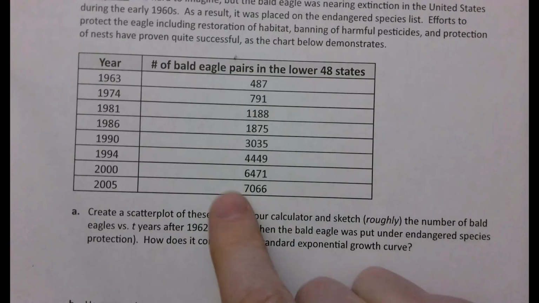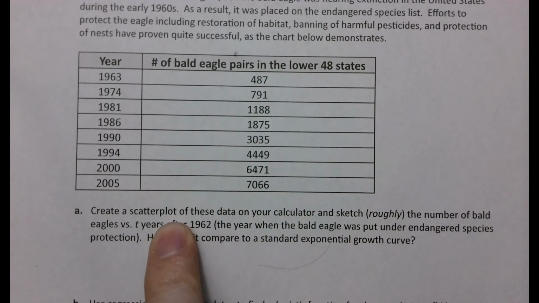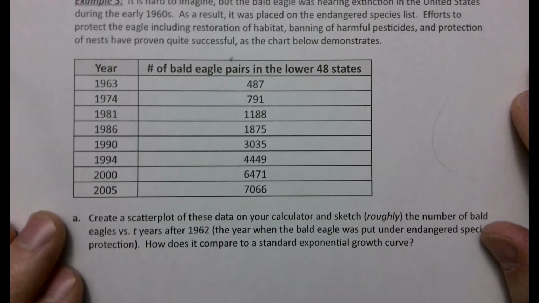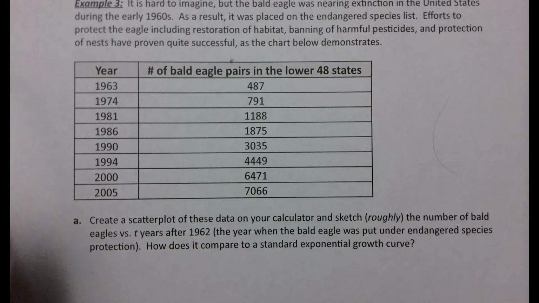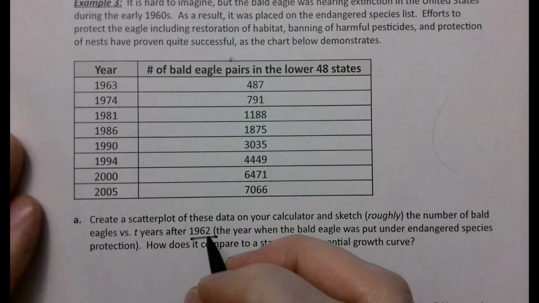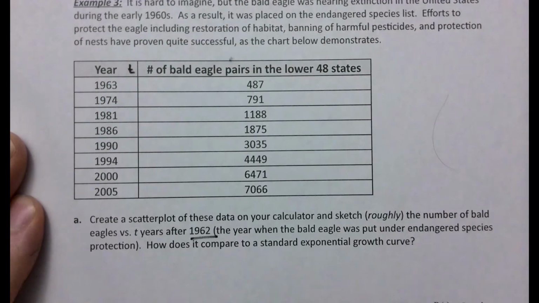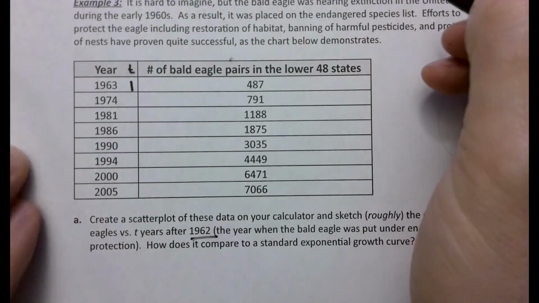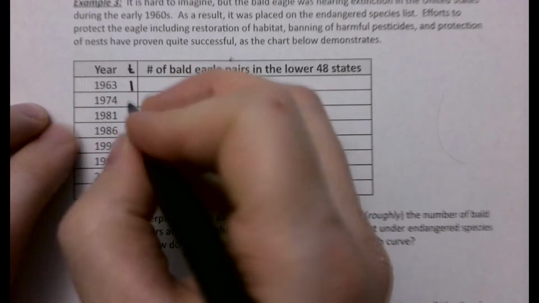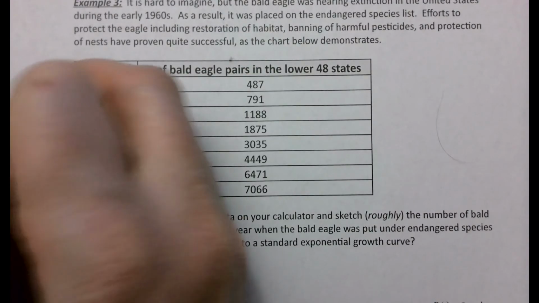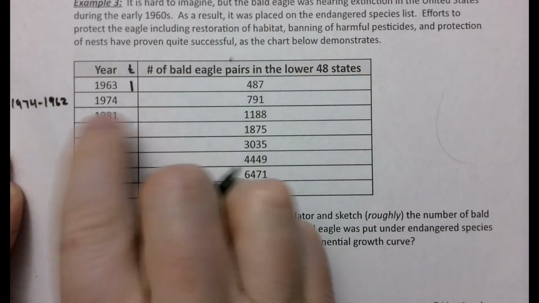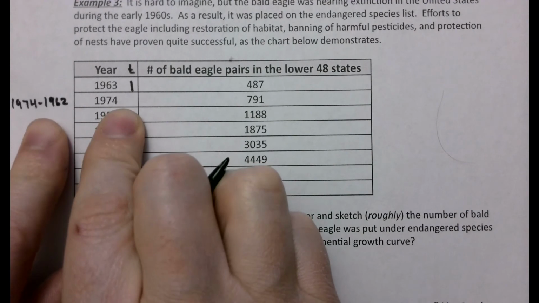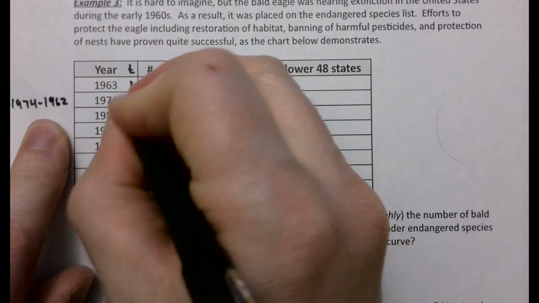So we're going to create a scatter plot using these data. Now notice that we're going to look at T being years after 1962. So I'm going to make a T column right here. Note 1962 is not on here, so 1963 would be 1. And then we would do 1974 minus 1962 to get the value that would go here. And that feels like 12.